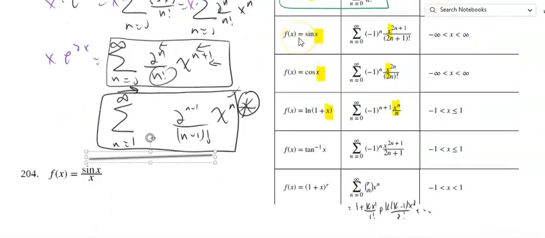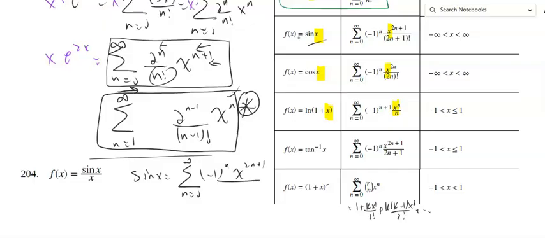Well, here we have another one. We're dealing with the sine of x. From this table, we know that the sine of x is the series n equals 0 to infinity, negative 1 to the n, x to the 2n plus 1 divided by 2n plus 1 factorial.